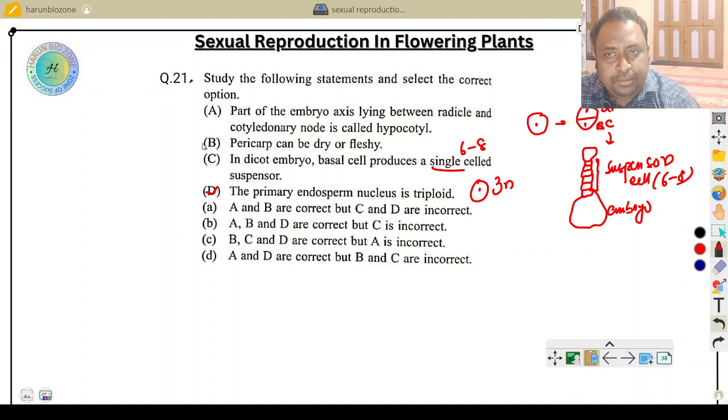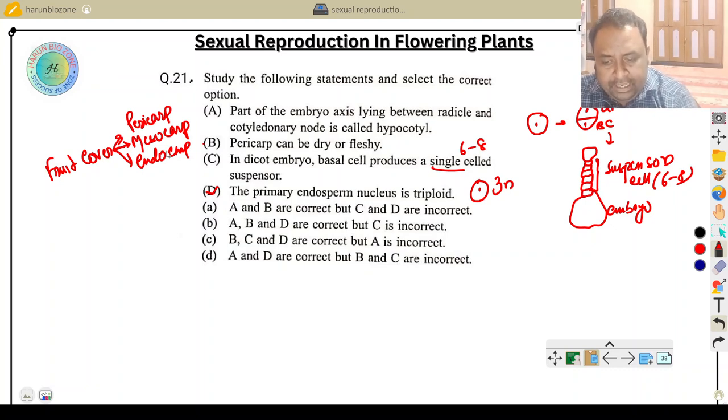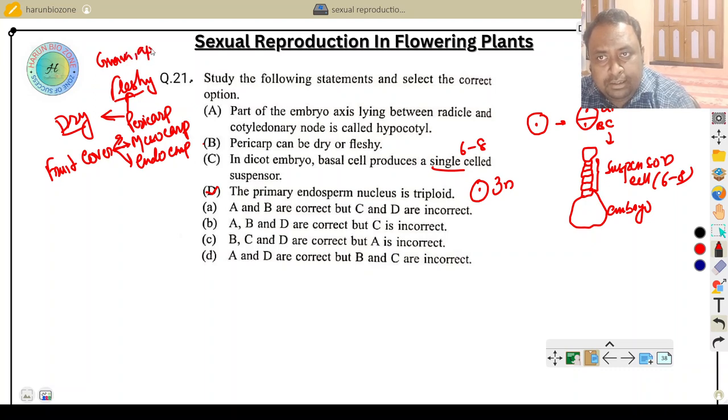Pericarp can be dry or fleshy. Pericarp is the fruit covering, with three types: the outer cover, mesocarp, and endocarp. When the pericarp is dry, it is not eatable, for example groundnut and mustard. When fleshy, it is eatable, like guava, apple, etc.